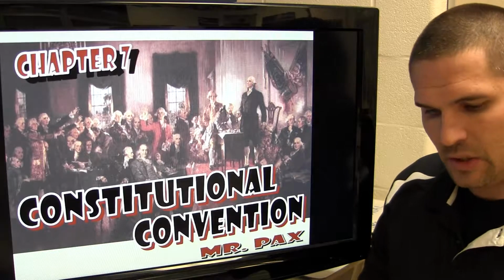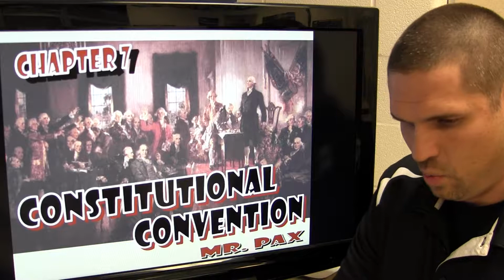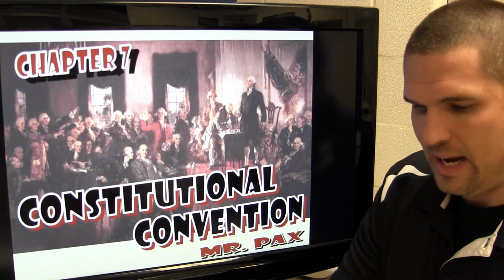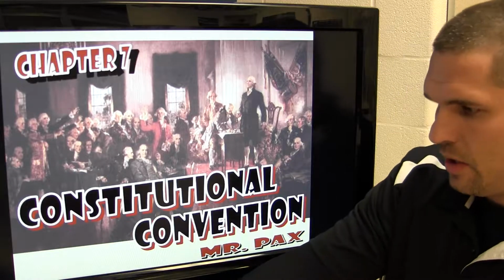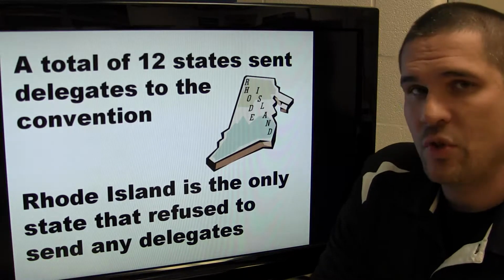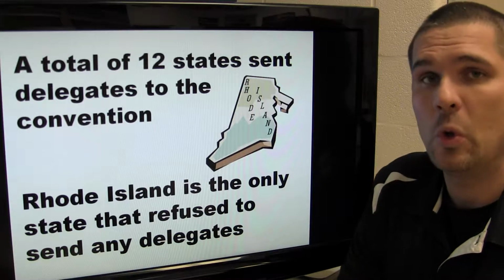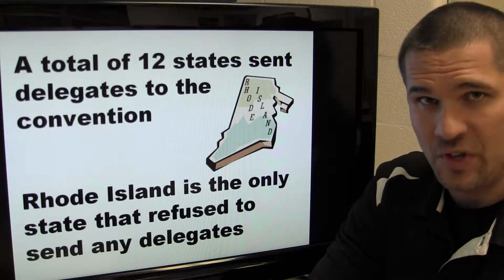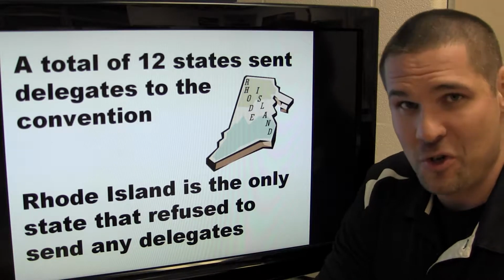All right, now let's take a look into the convention itself, and you will want to then move on to page 4 of your packet. So of the convention, only 12 states of the 13 are going to show up. Rhode Island, remember, who shot down Robert Morris's import tax, is the same colony, the smallest colony, that's not going to show up at the convention.